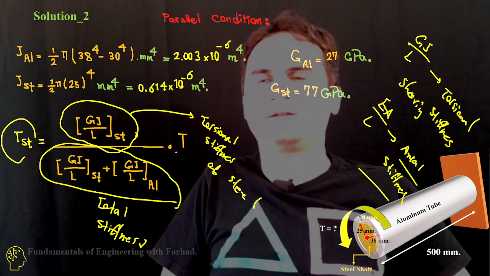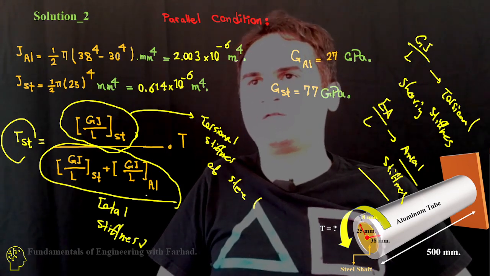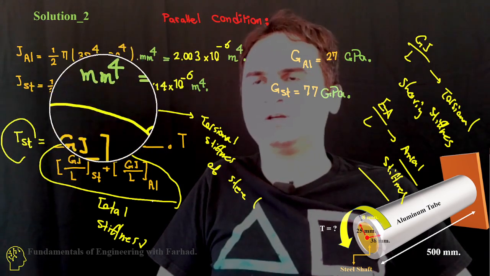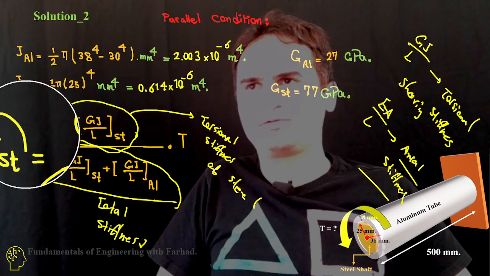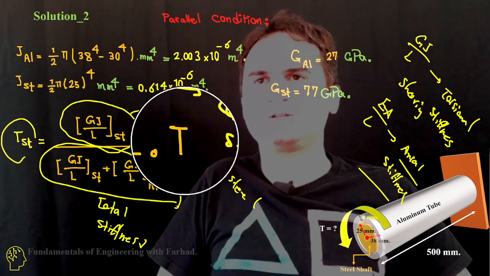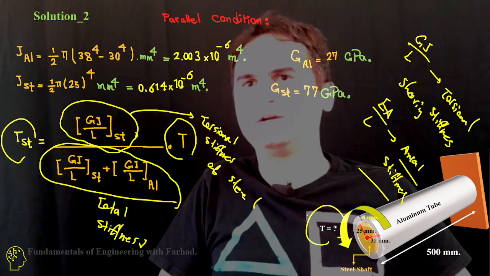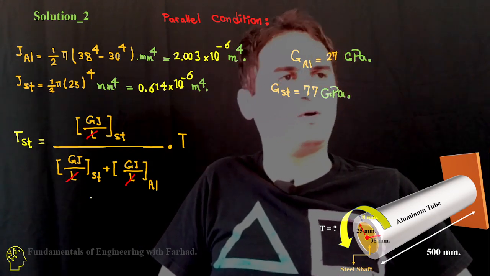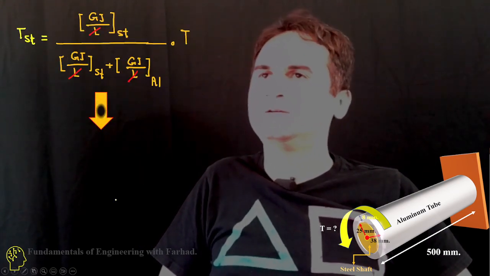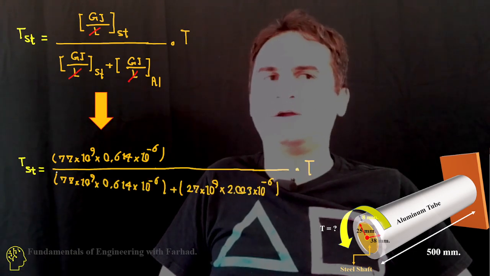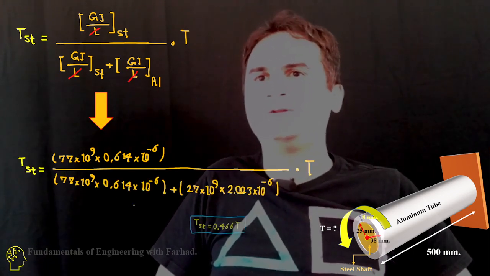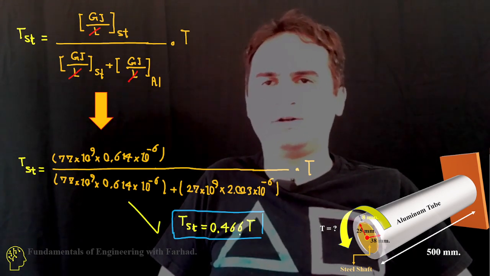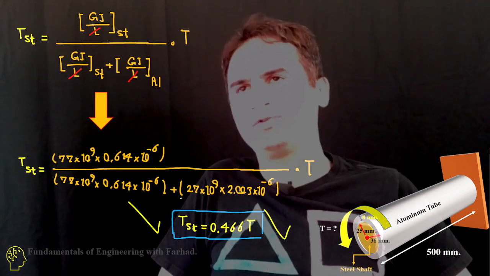If you enter the stiffness of steel, to calculate the share of steel, in the parallel condition it is the ratio of the stiffness of that material to the total stiffness times the total load, which is the torsion here. You can easily cancel out the length part and rewrite it as this equation. If you do that, it gives you torsion of steel is 0.166 times the total torsion.